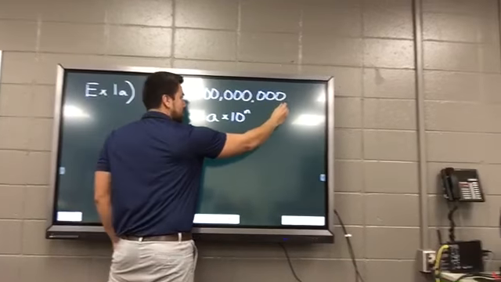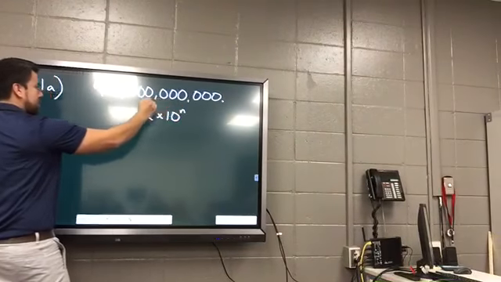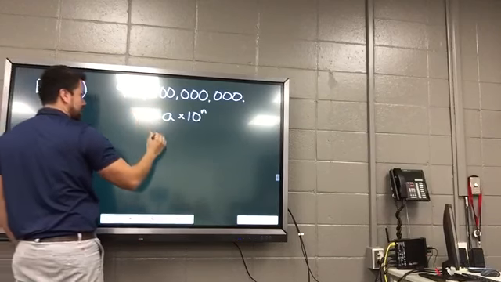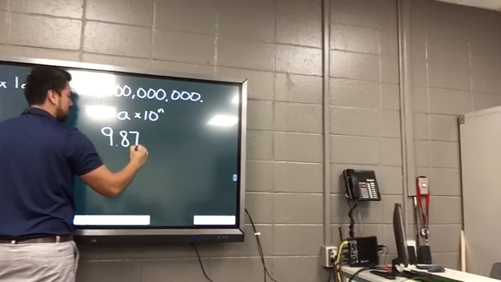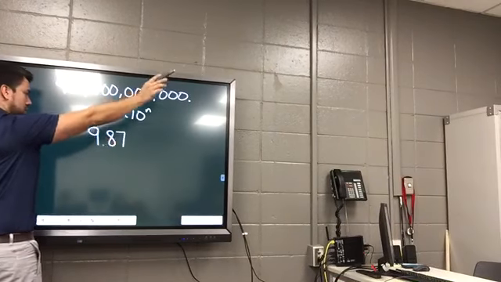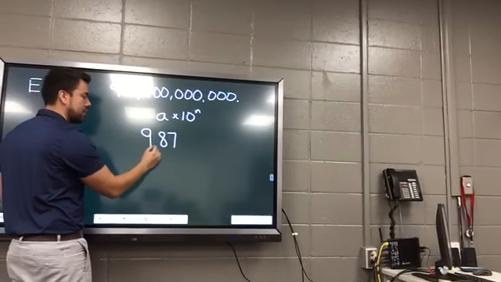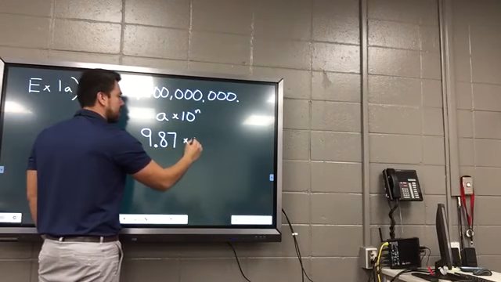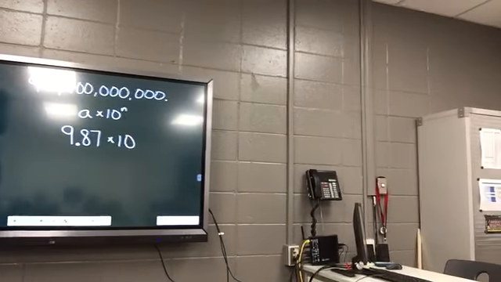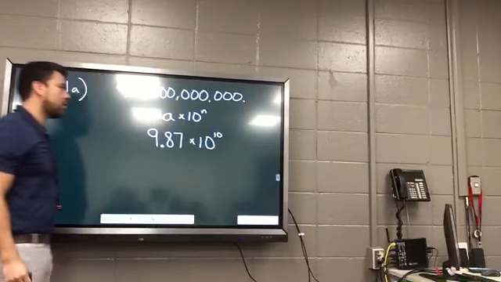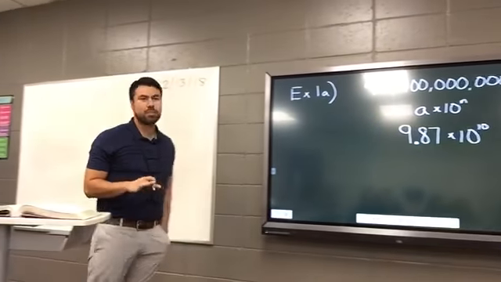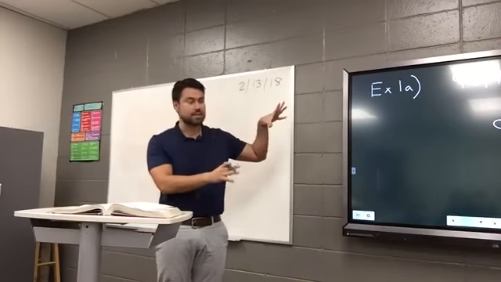So how many times did it move? 1, 2, 3, 4, 5, 6, 7, 8, 9, 10 times. So I get 9.87, and you could drop out all those zeros after it. 9.87 times 10 to the what power? How many times did I move that decimal? 10 times.